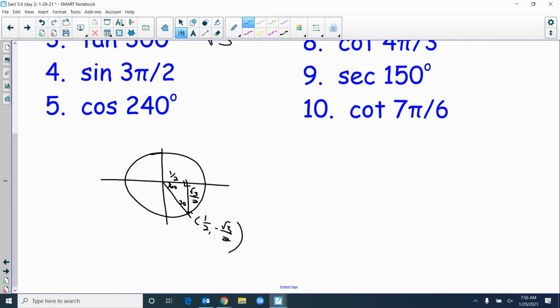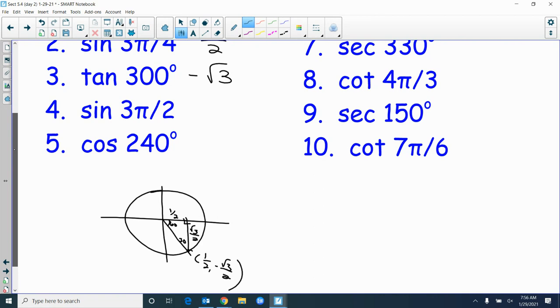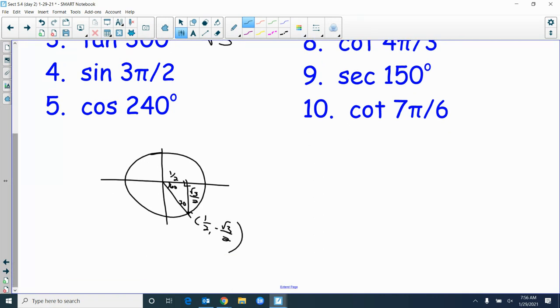You either need to be able to identify that it's going to be negative because of the quadrant, or you use the coordinates. I don't care how you figure that out, but you need to identify whether it's positive or negative. Tangent is y over x, or opposite over adjacent. Either way, it gives you the same thing. So tangent of 300 is negative square root of 3 over 2 divided by 1/2, which is negative square root of 3 over 2 times 2 over 1. The 2's cancel. Definitely negative square root of 3.